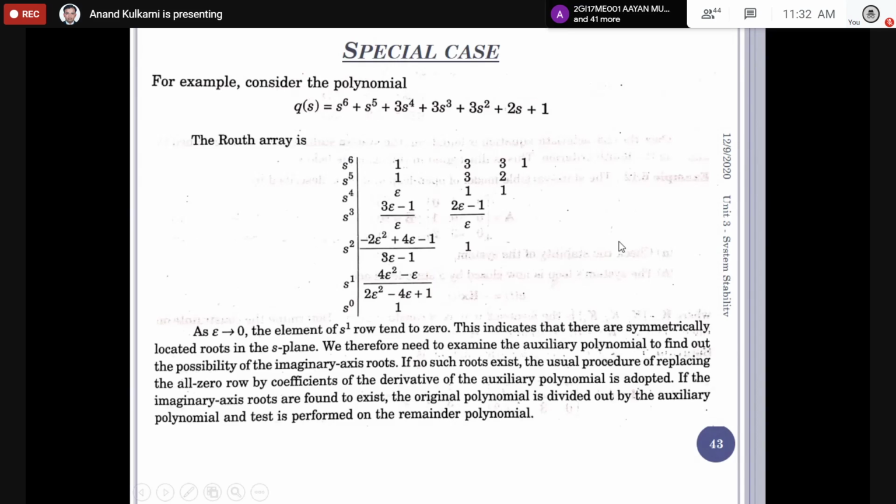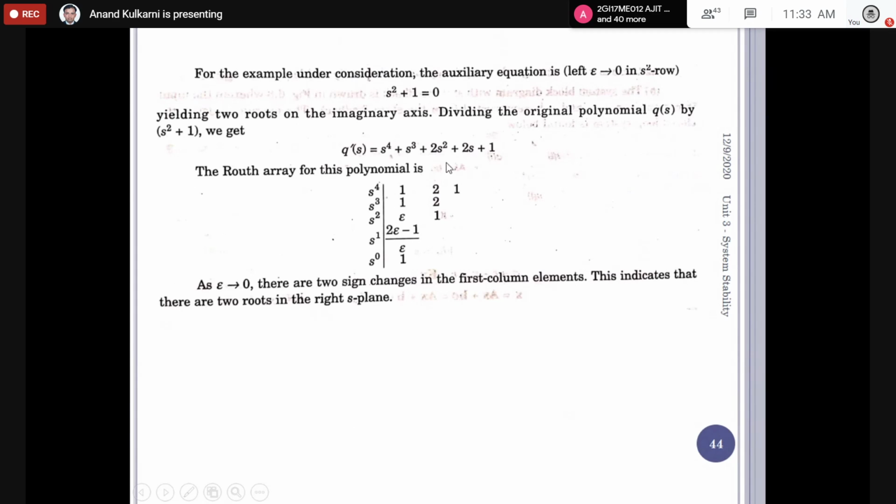But you cannot directly proceed like this because this term has also become 0. Here it has become 0. Here also it has become 0. In a normal problem also, sometimes it happens. If you put epsilon, then once again it will become 0. Then this is the method you have to follow. That means you have to take the auxiliary equation, divide that auxiliary equation into the main equation, and check the remaining equation for stability. Is it clear?